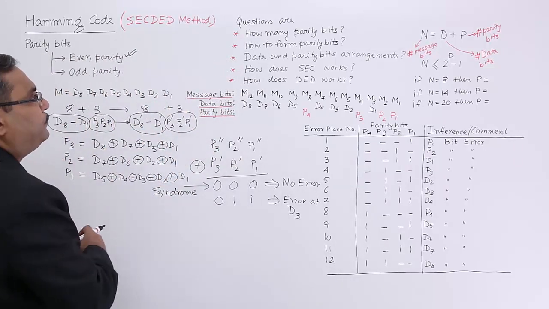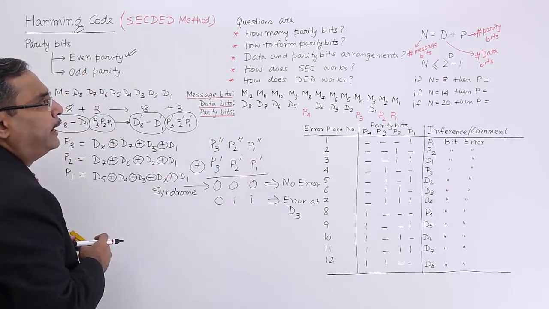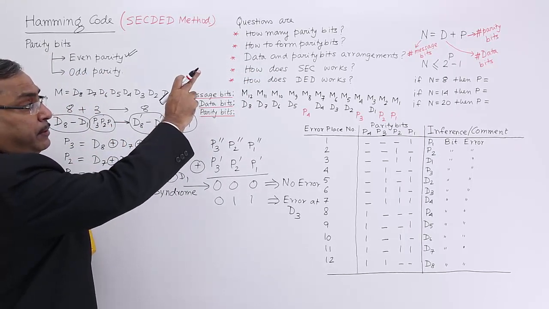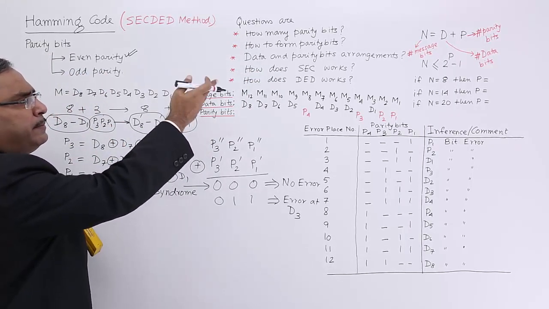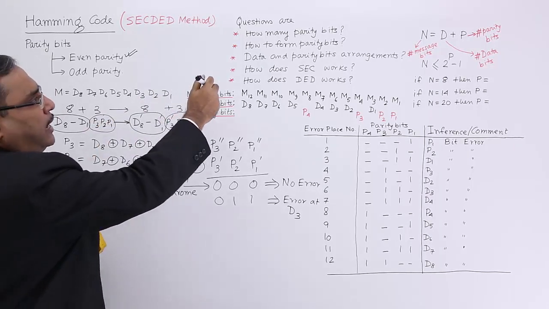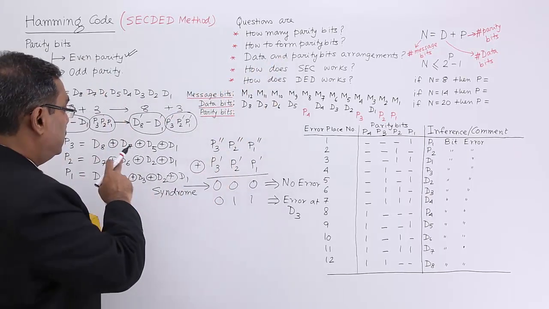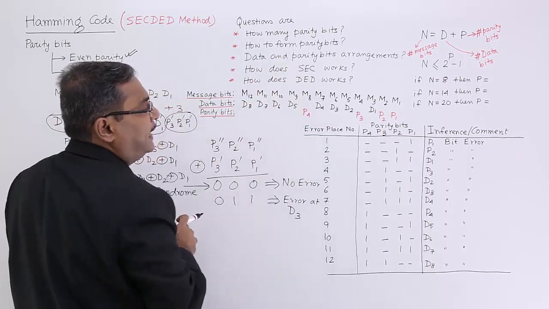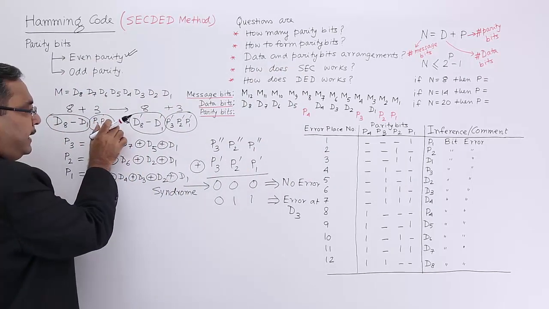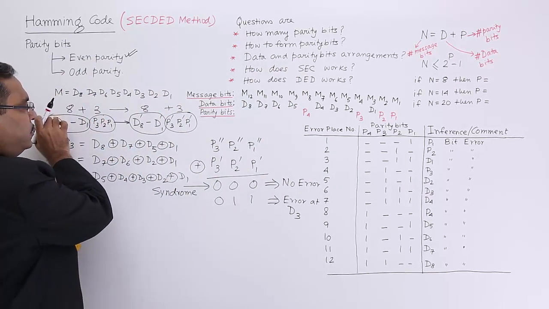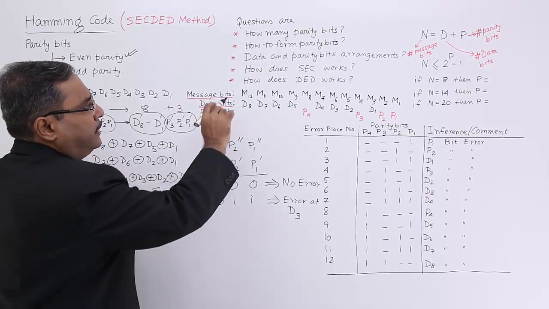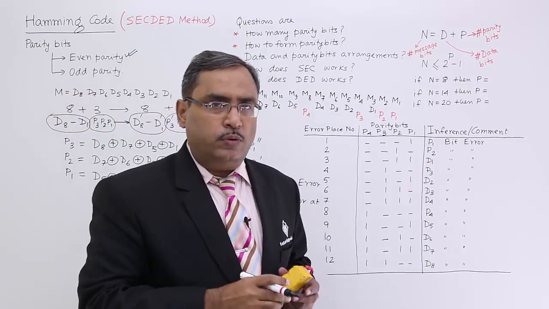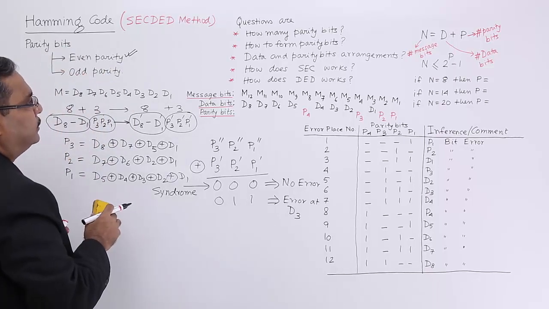So from this concept, we have 5 questions coming to mind: how many parity bits I should have, or say the minimum number of parity bits I should attach, how to form parity bits, how the data bit association will be, and the data and parity bit arrangements. Should I send them at the end, at the front, or mix them up, and how does the SEC work? So now in this way I shall go for this.